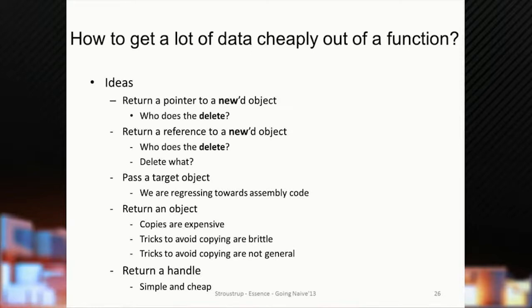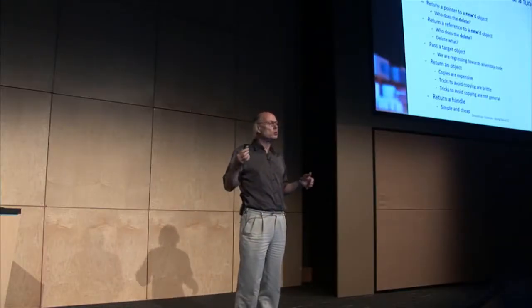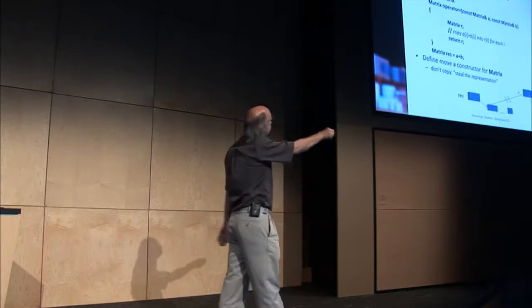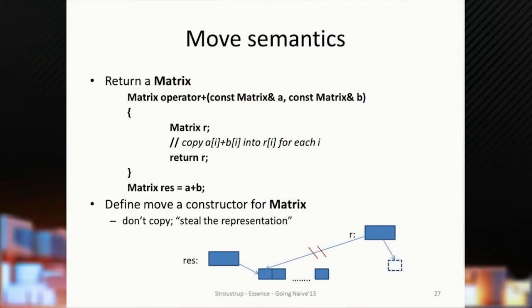So we can return a handle that's simple and cheap. Don't return the elements of the matrix, don't return a pointer to the elements, return the matrix, which is the handle. Okay, so how do we do this? Here, this is the way I want the code to work. I want a matrix plus operation that takes 2 inputs and produces a result. And I want to do that by making a local variable, filling it up with the good stuff I want to get out, and returning it. I want to write my code like this.